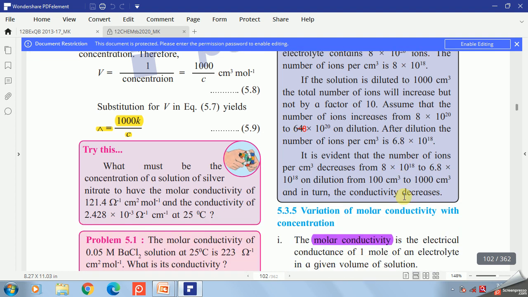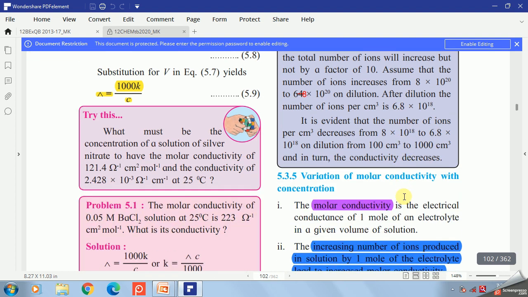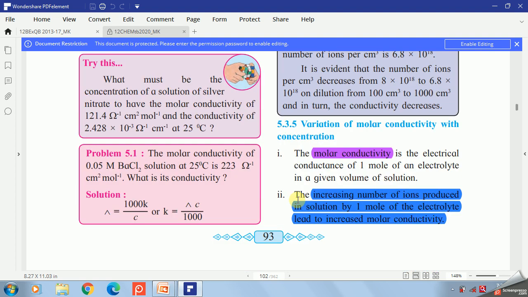Now next one is variation of molar conductivity with concentration. Molar conductivity is the electrical conductance of 1 mole of an electrolyte in a given volume of solution. The increase in number of ions produced in the solution by 1 mole of electrolyte leads to increase in the molar conductivity. That's why, instead of simple conductivity measurement, we use molar conductivity.